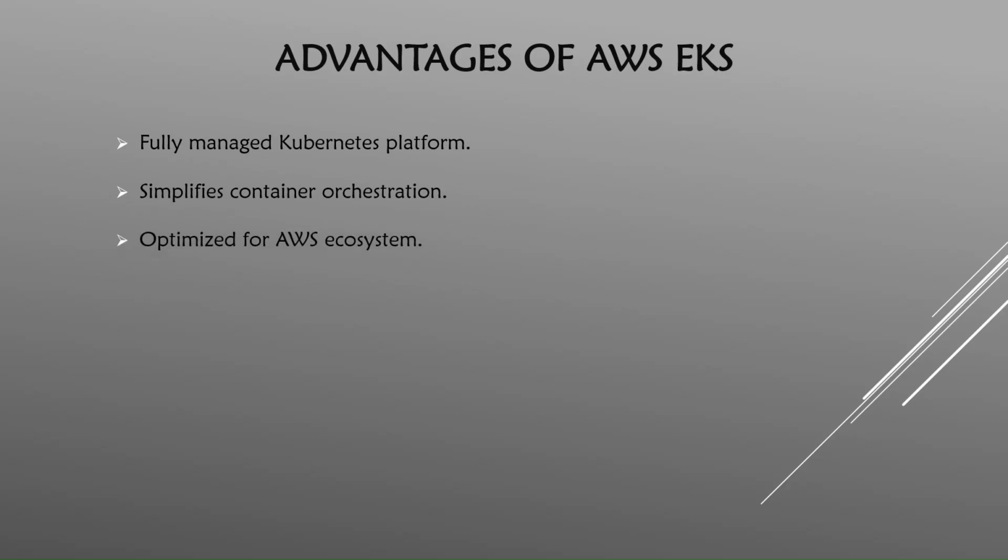Optimized for the AWS ecosystem. It seamlessly integrates with other AWS services like IAM, VPC, CloudWatch, and RDS, and it takes advantage of AWS features like Fargate for serverless compute and EFS for persistent storage. Enhanced operational efficiency: Kubernetes provides advanced features for self-healing, auto scaling, and easy deployment updates, helping teams focus on building applications while AWS handles the infrastructure.